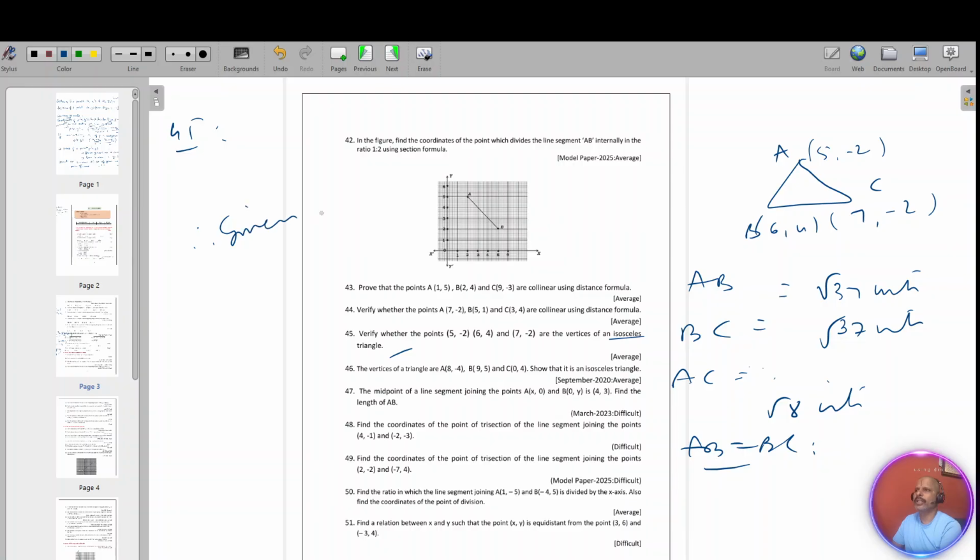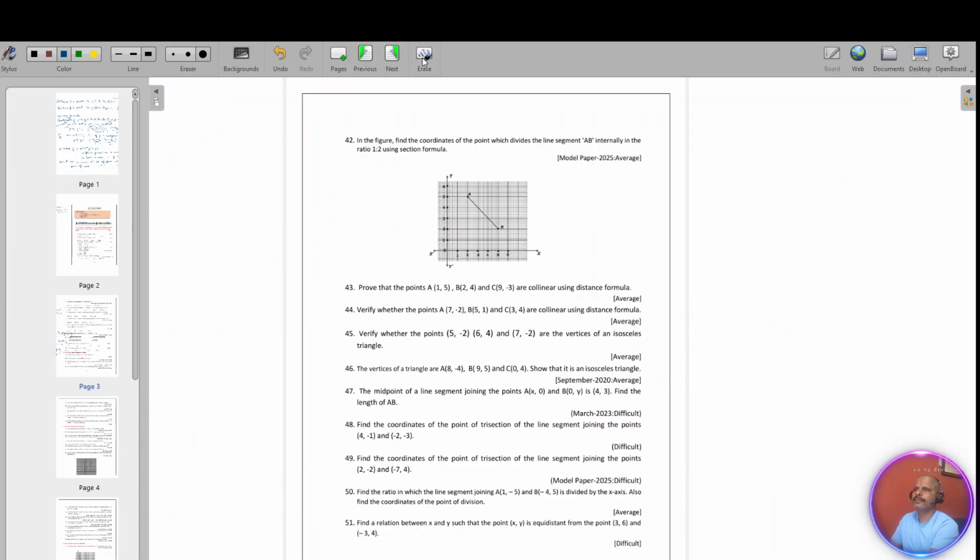Therefore, the last line should be: the given points are the vertices of an isosceles triangle. Okay, clear? We'll move on. 46, we'll see. Same isosceles triangle. You can solve yourself.